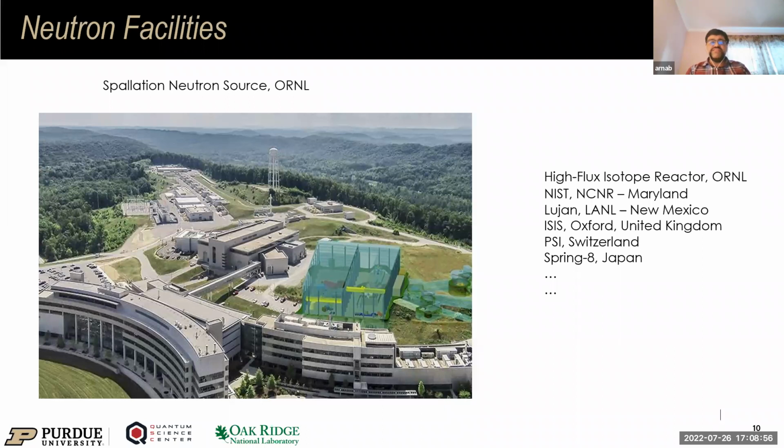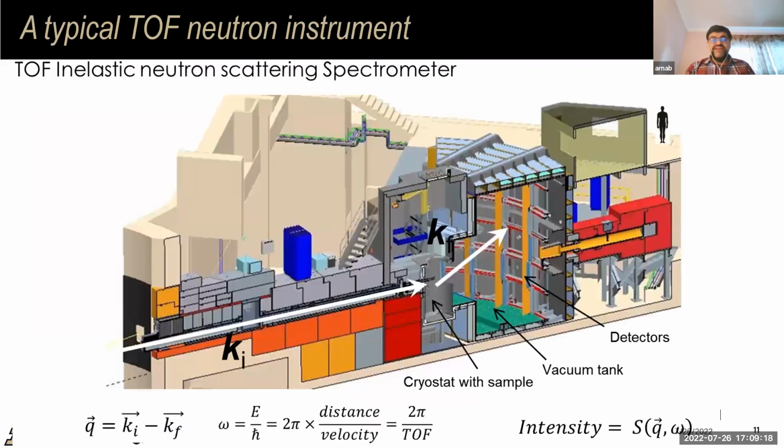And these measurements are done using the Spallation Neutron Source at Oak Ridge National Lab. So I was a neutron scattering scientist there, and that's how I got interested in trying to understand some of the data with the D-Wave machine as well. But this is not the only neutron source. You have the Lujan Center, ISIS at Oxford, Paul Scherrer Institute, SPring-8, and so many others.